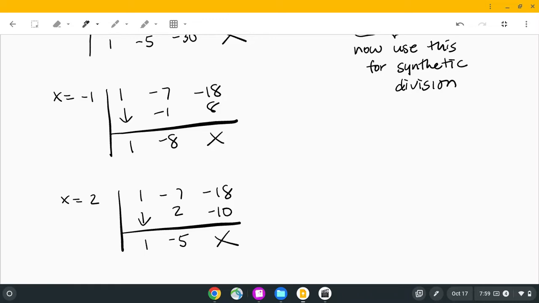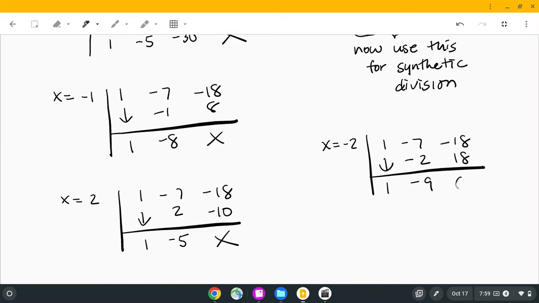I'm going to try x equals -2. 1, -7, -18. Bring down the 1. 1 times -2 is -2. Combining -7 and -2, I get -9. -9 times -2 is +18, and we do get a 0. Yay! So we got a 0. That means x equals -2 is our second solution.